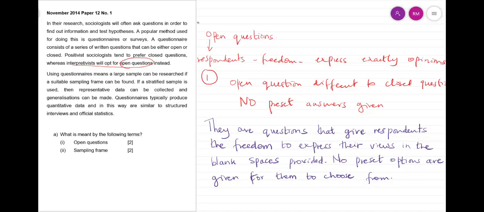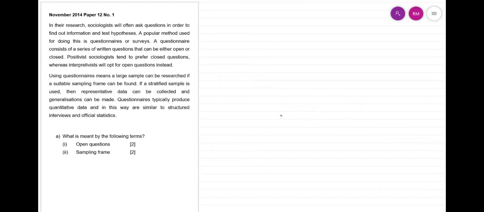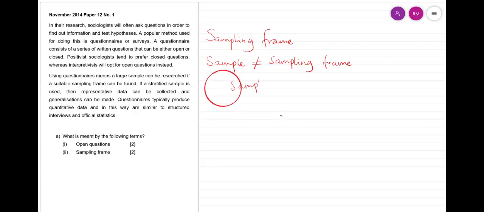Now let's move on to question number 2. Here you're required to define the term sampling frame. You should not confuse between a sample and a sampling frame, though there is a link between both. A sample is chosen from a sampling frame.